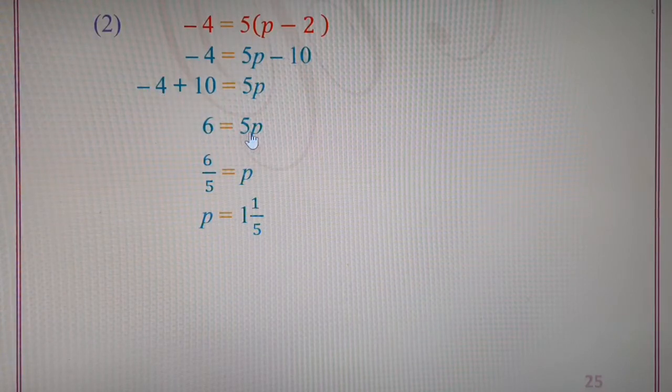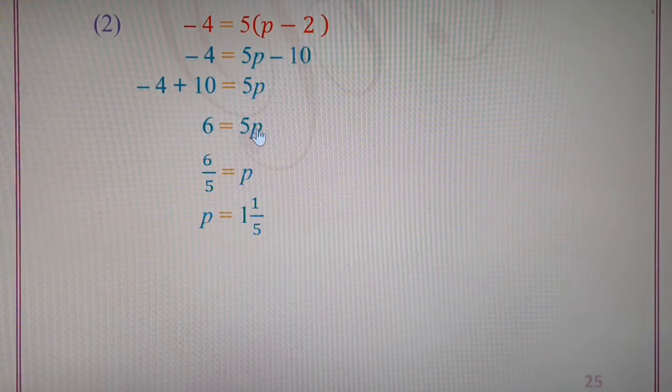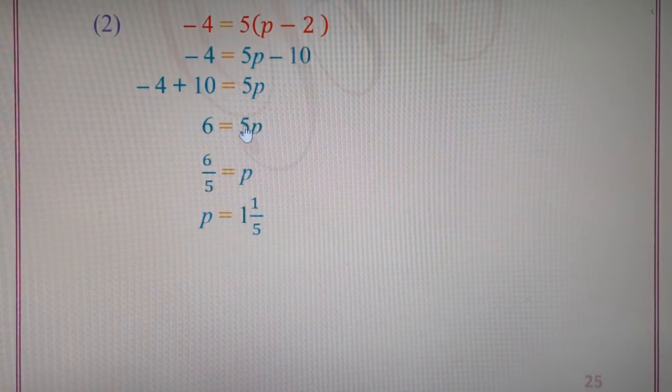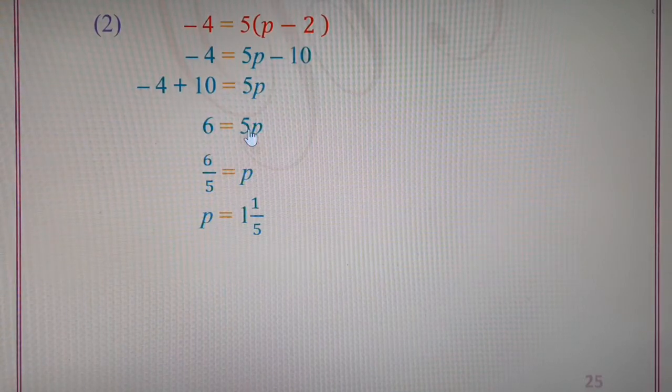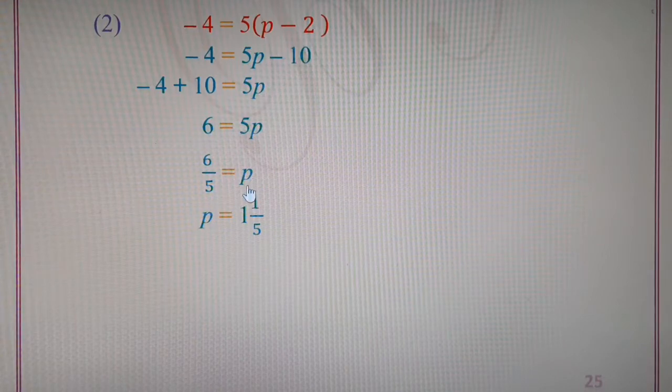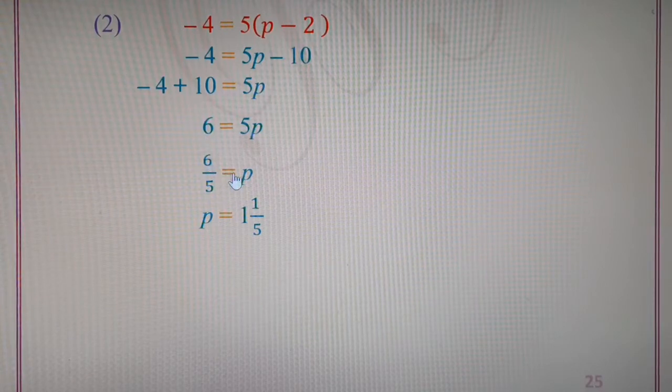Now 6 is equal to 5p. Now we will transfer the coefficient 5 from the right hand side to the left hand side by using the transpose rule. So here 5p means 5 is multiplied with p, or 5 into p. So for multiplication by 5, the opposite rule is divide by 5, or the opposite of multiplication is division. So we will get 6 upon 5 is equal to p. So 5 in the numerator will become 5 in the denominator of 6. So 6 upon 5 is equal to p.